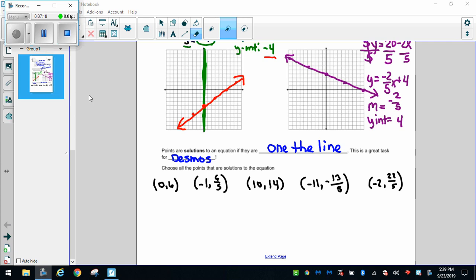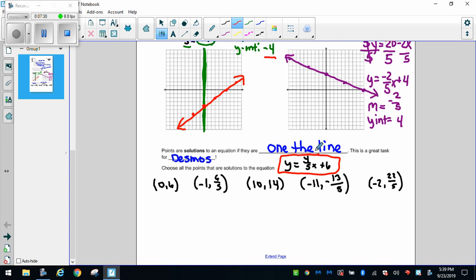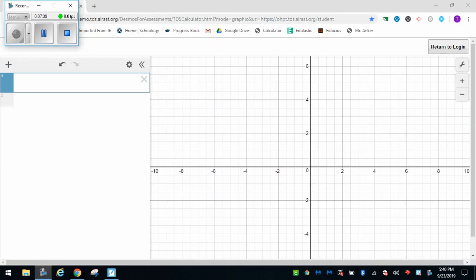So for this next section, we're going to choose all the points that are solutions to the equation. And I had to take a second to write that down because it wasn't on my paper. But to do this, I'm going to ask you to open up Desmos. Definitely. So go ahead and do that right now. And your screen should look like mine. And you're actually going to type in that equation.